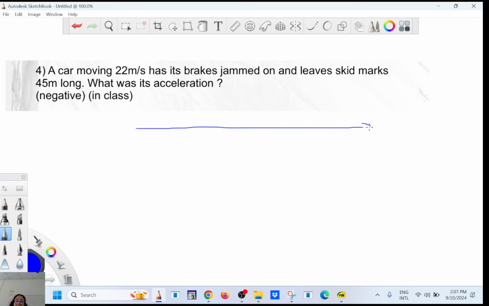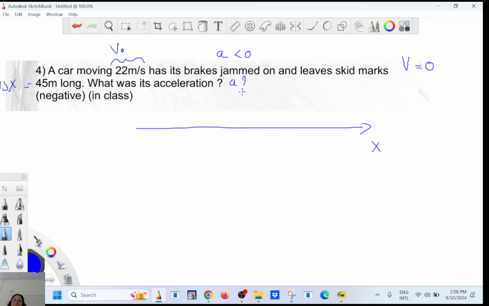Okay, a drawing first. Physical quantity. So that will be initial velocity. Jam. So jam means acceleration is going to be negative. And what is it supposed to be here? If it leaves skid marks, what do you think the final velocity is going to be? 0, very good. Right? Because you stop. That's why you leave those marks on the ground. And that's going to be a displacement.